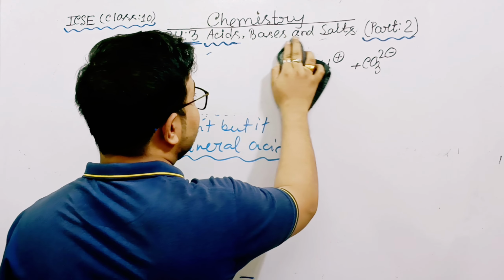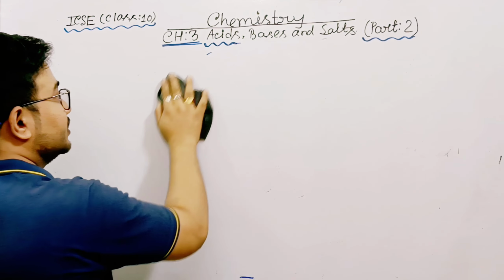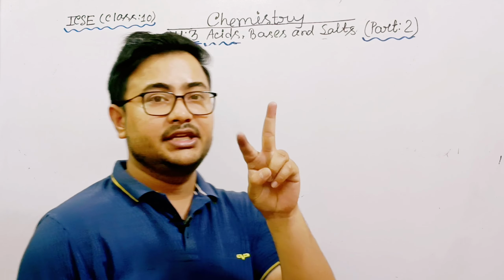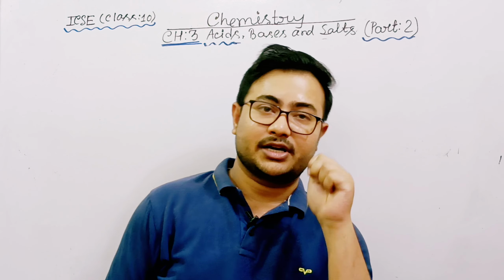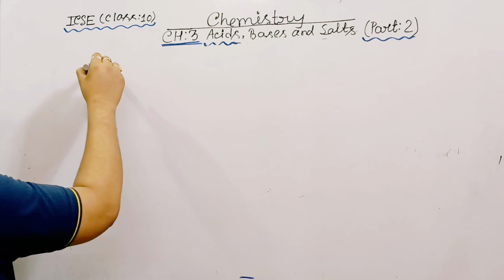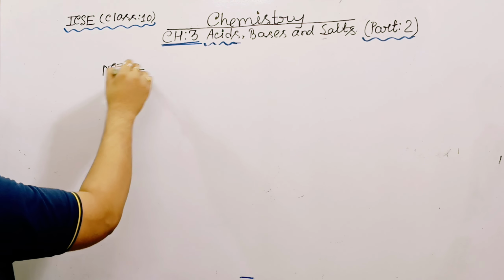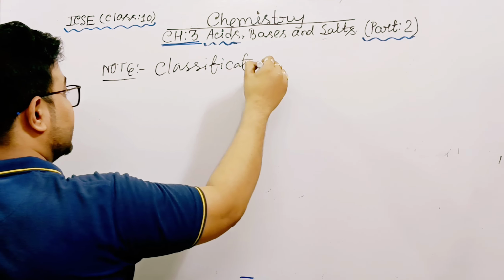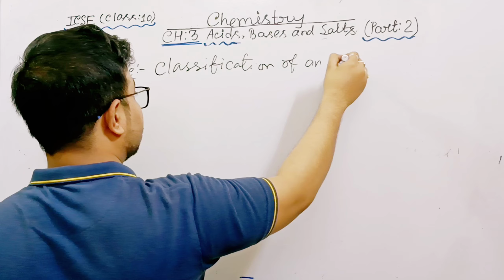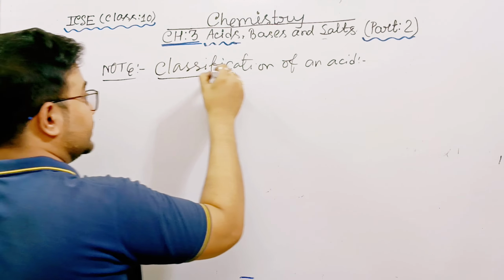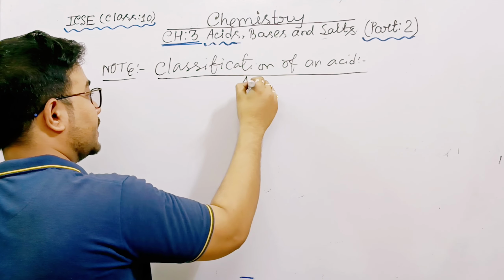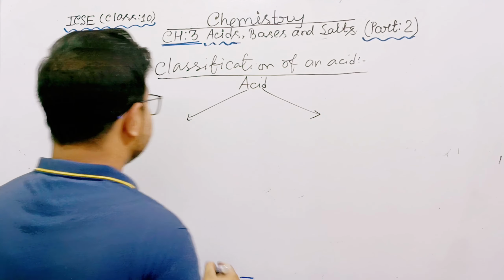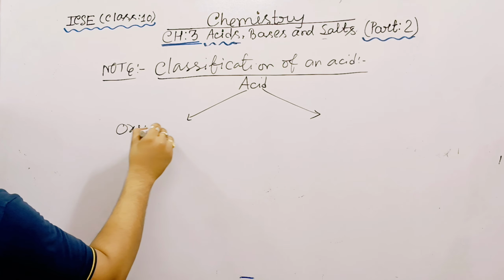Now tell me, generally how many types of acid are available? That I discussed. 2 types: organic acid and inorganic acid. Now again under note, again give heading: classification of an acid. Now again acids are 2 types. One is called oxy acid.